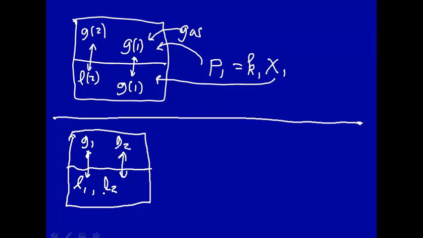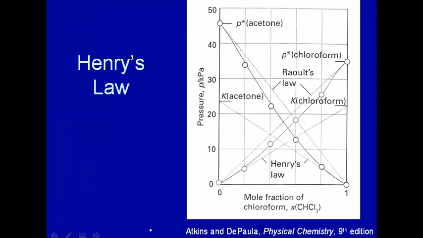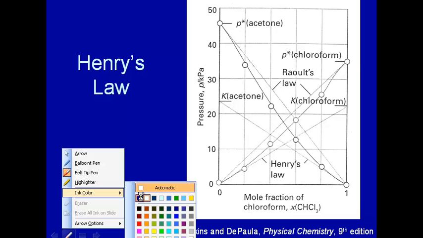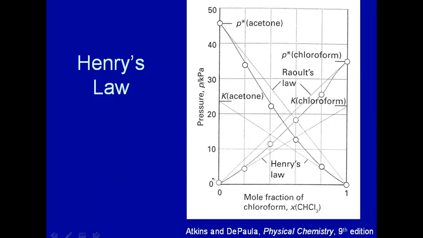That is to say, they do not follow Raoult's law. Let's look at some data. Here's some data. This figure is taken out of the Atkins and DePaula physical chemistry textbook. What we're plotting here is like a typical Raoult's law plot. We have pressure versus mole fraction of something, and there are two lines.